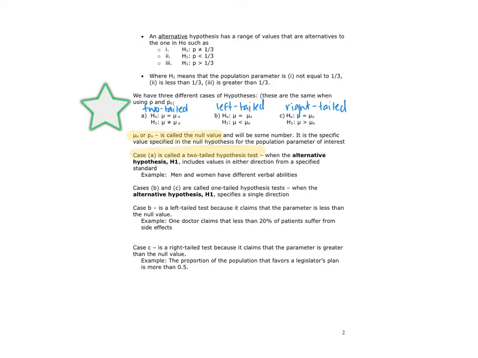An example of a claim for a two-tailed test would be that men and women have different verbal abilities. We're not saying that men or women have a greater or less verbal ability, they're just different. Case B is our left-tailed test because it's claiming that our parameter is less than the null value. For example, one doctor claims that less than 20% of patients suffer from side effects. Case C is our right-tailed test because it's claiming that the parameter is greater than the null value. For example, the proportion of the population that favors the legislator's plan is more than 0.5.